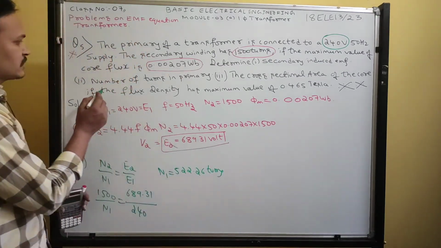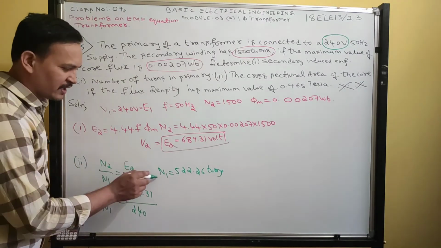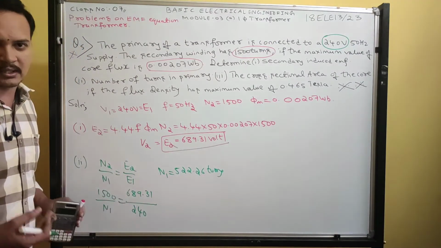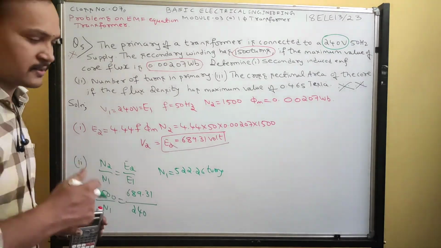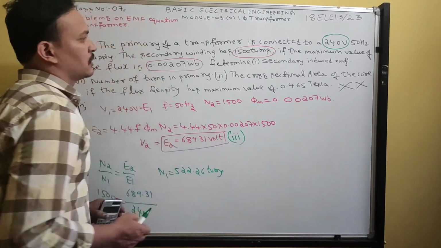So what is the second question? Number of turns in primary. Primary turns is this much. So you can round up to 522 turns. And what is the solution for the last question?